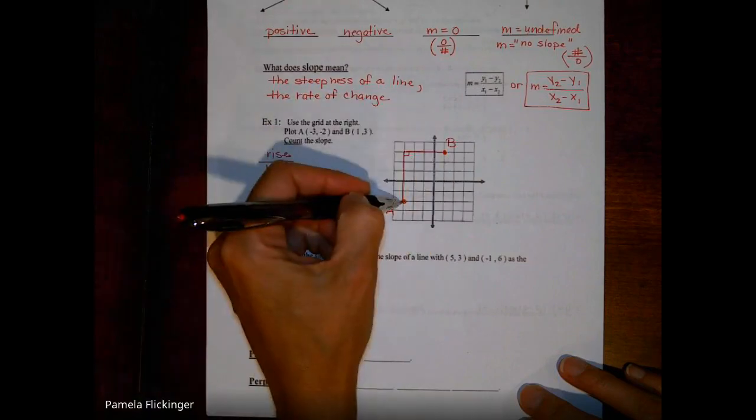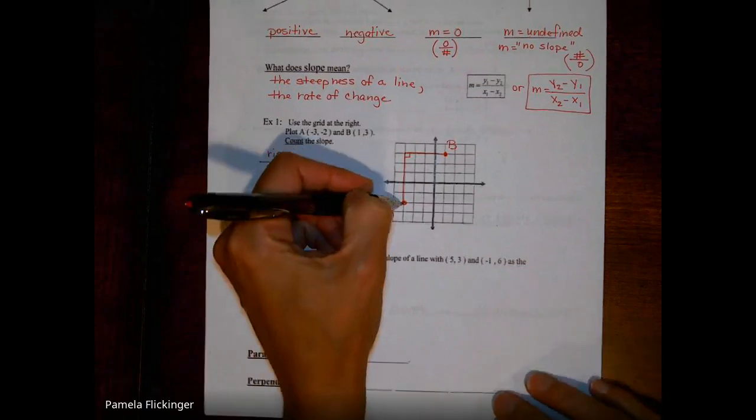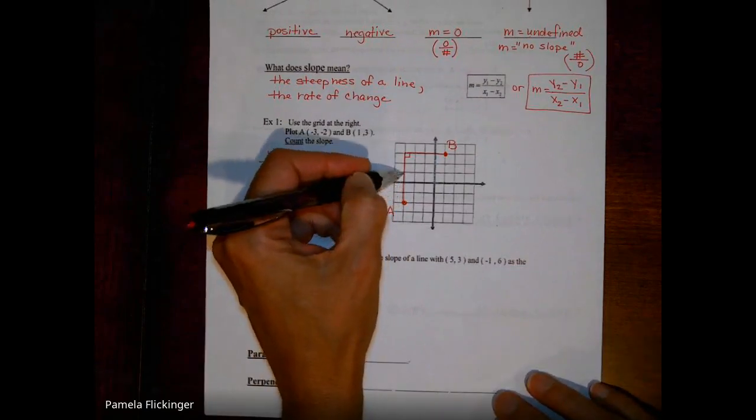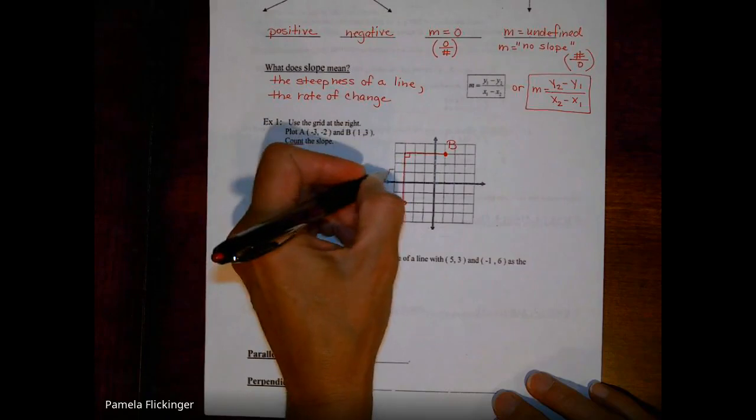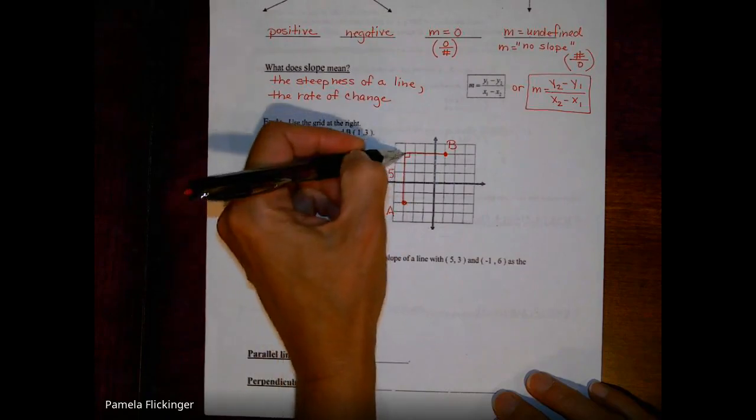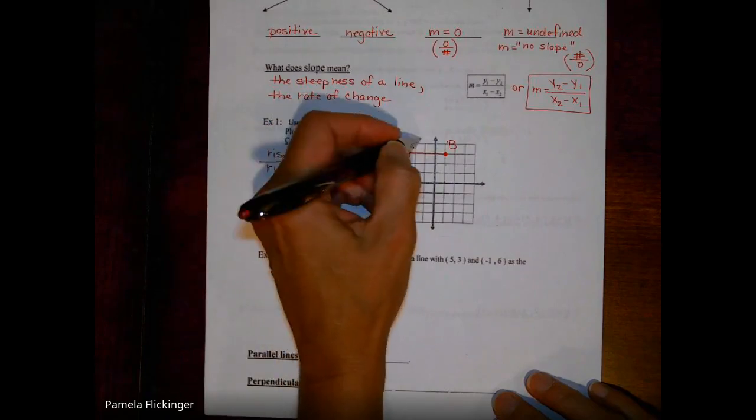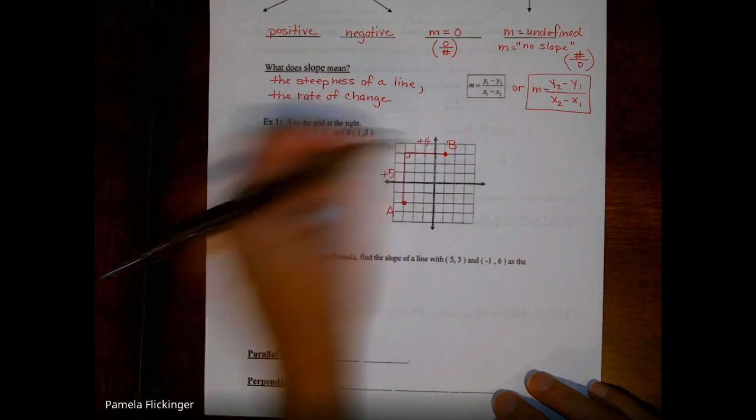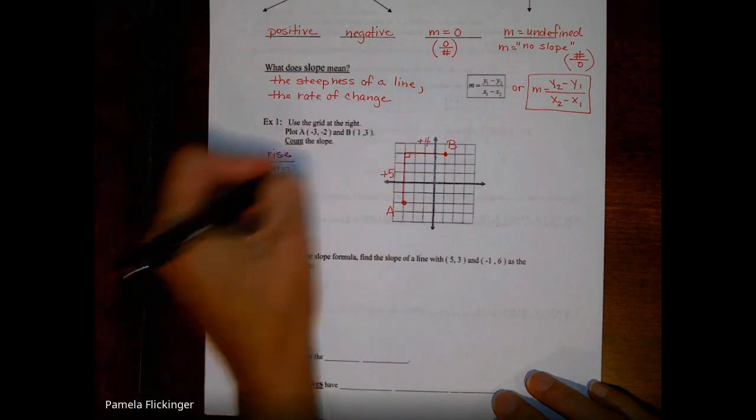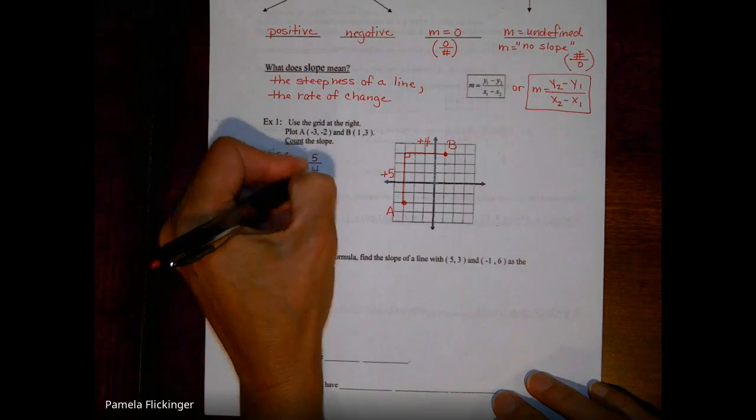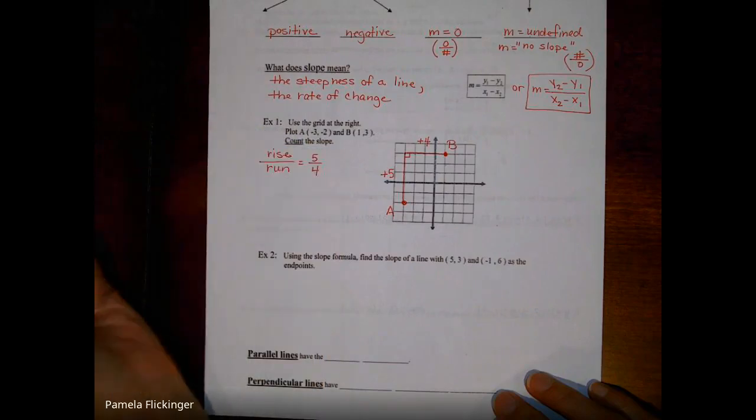All right, if I count from A to B, I'm rising 1, 2, 3, 4, 5 in a positive direction. And then I'm going to run 1, 2, 3, 4 again in a positive direction, because we went to the right. So that would give us a slope of 5 over 4. And then keep it in lowest terms, you'll be done.